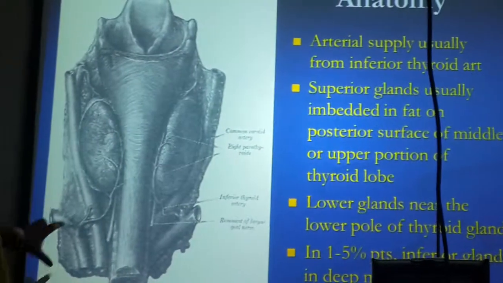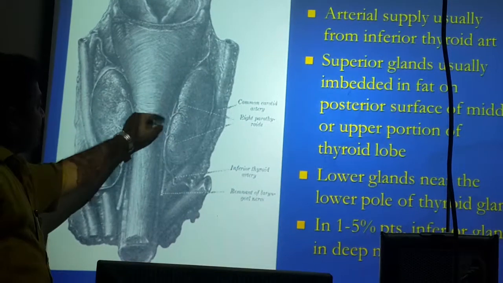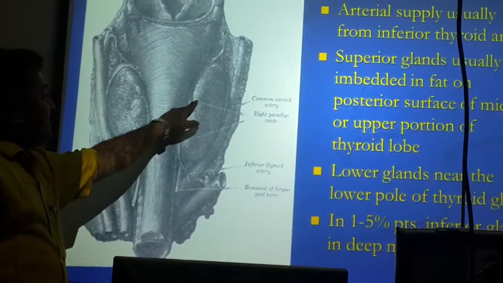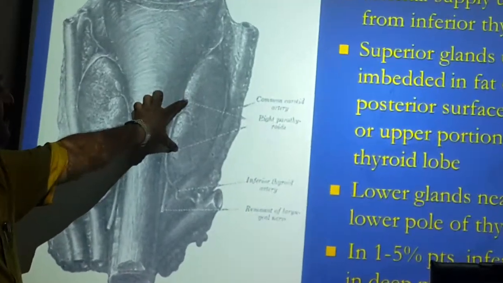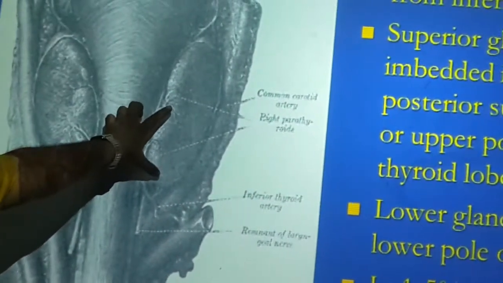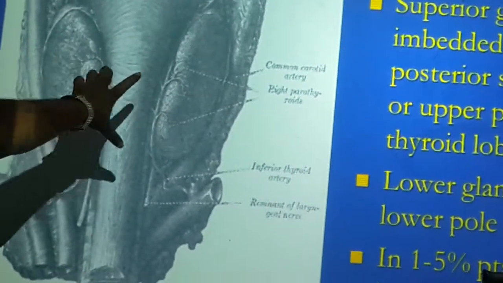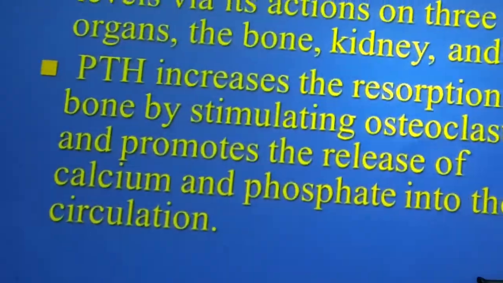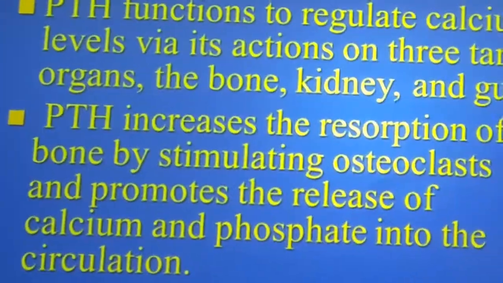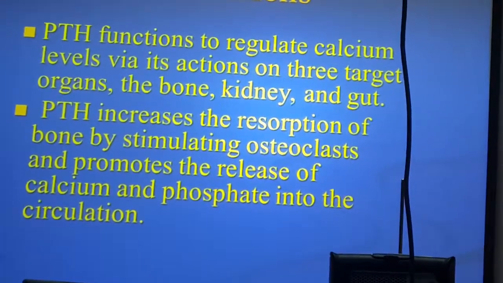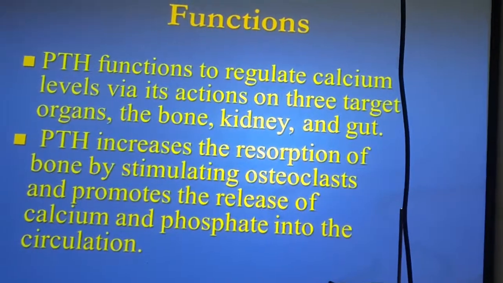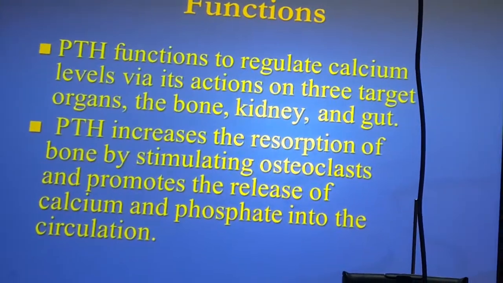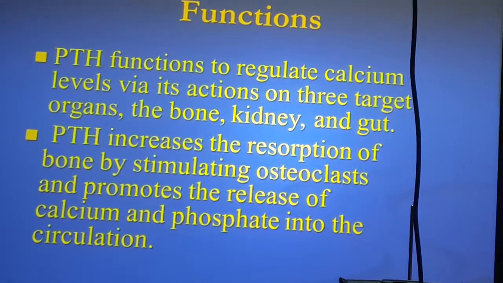See here, there are small oval round structures in the posterior aspect of the thyroid gland. These are the parathyroid glands. These 2 are the parathyroid glands. They have a thin capsule. It is embedded in the thyroid. Embedded means it is within the thyroid gland.